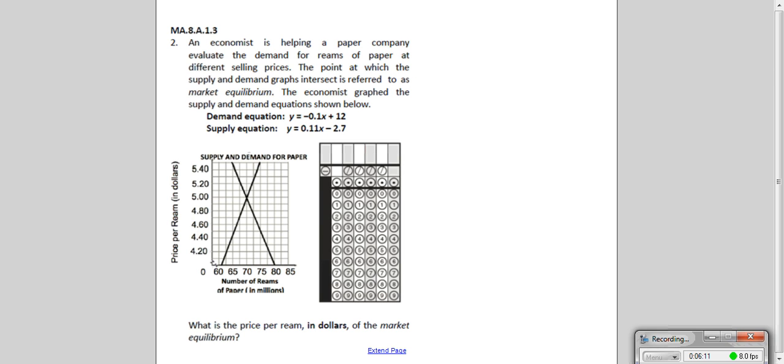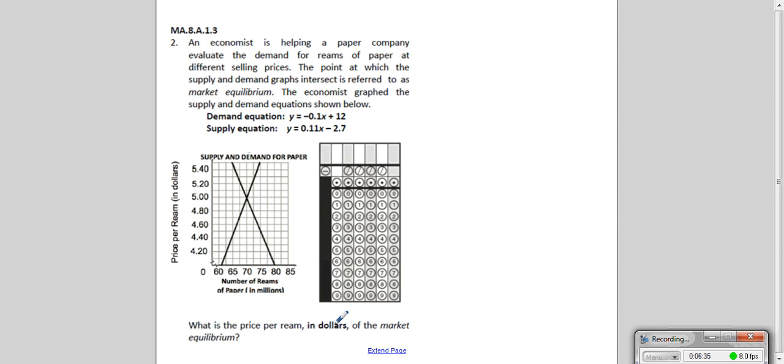Number two, an economist is helping a paper company evaluate the demand for reams of paper at different selling prices. The point at which the supply and demand graphs intersect is referred to as market equilibrium. The economists graph the supply and demand equations shown below. And so then they give you the equations, and then they give you the graph. So they've given you a lot of information here.